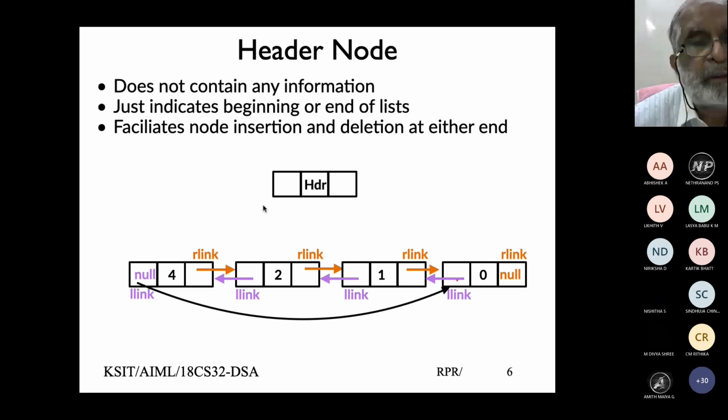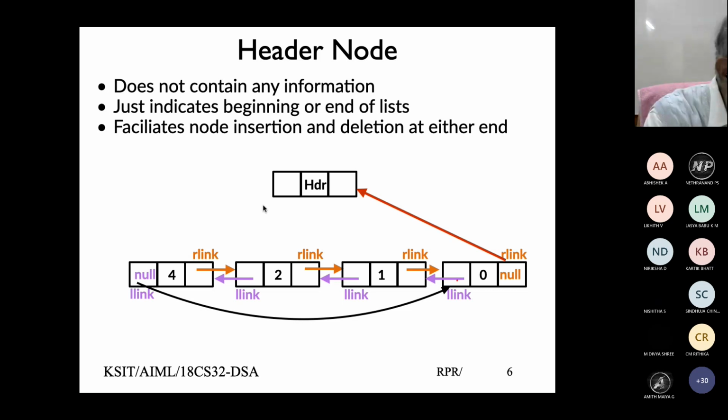A doubly linked list also facilitates that you can insert and remove elements at both ends, either the beginning or the end, because you are doubly linked, so you can traverse in either direction and insert a node in either place.